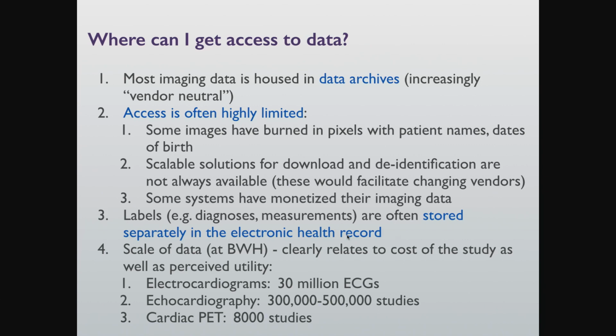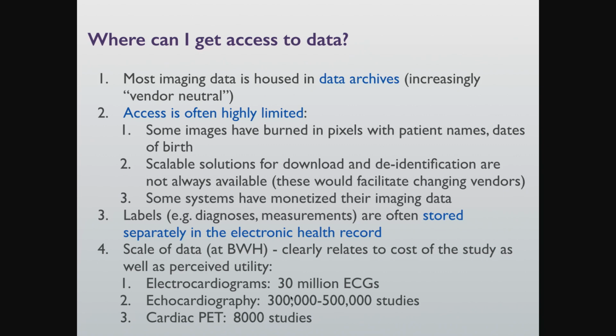And many of the labels you want are stored separately. So you want to know what the diseases of these people are. You have the raw imaging data, but all the clinical stuff is somewhere else. So you sometimes have to link that, and you need to get access there. Just to give you an idea of scale, we're about to get all the ECGs from Brigham and Women's, which is about 30 million stored historically.